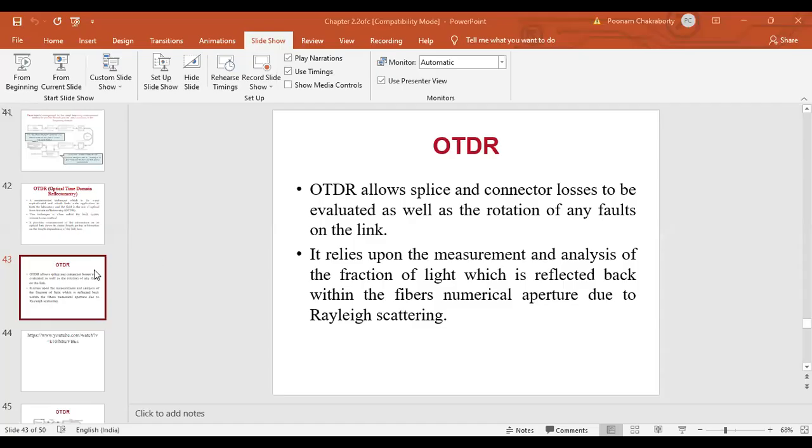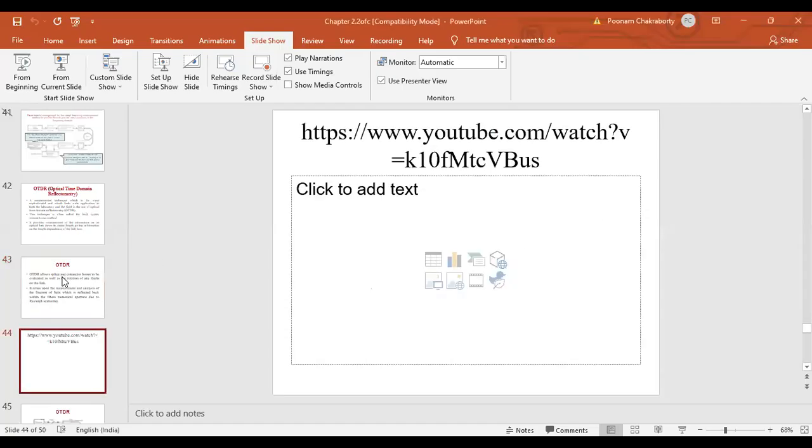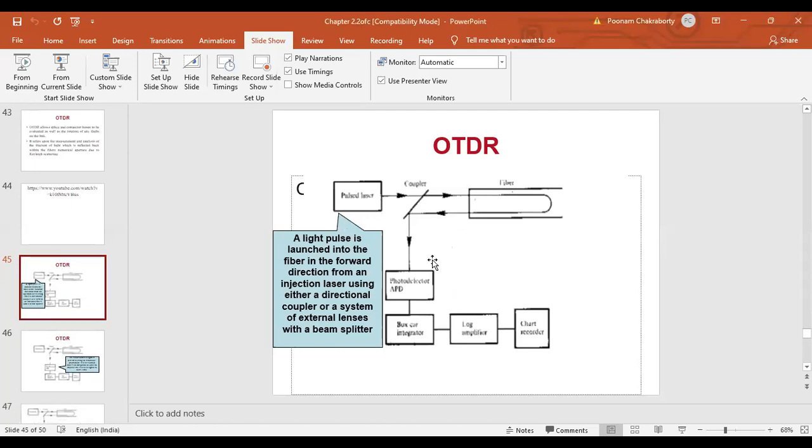Okay, so that was a little bit of explanation, an introduction to the OTDR. We will be doing it in the form of a block diagram. We will see that block diagram in the next class.